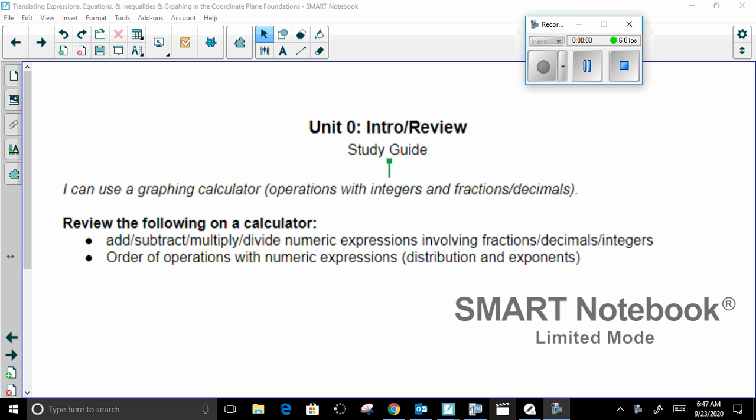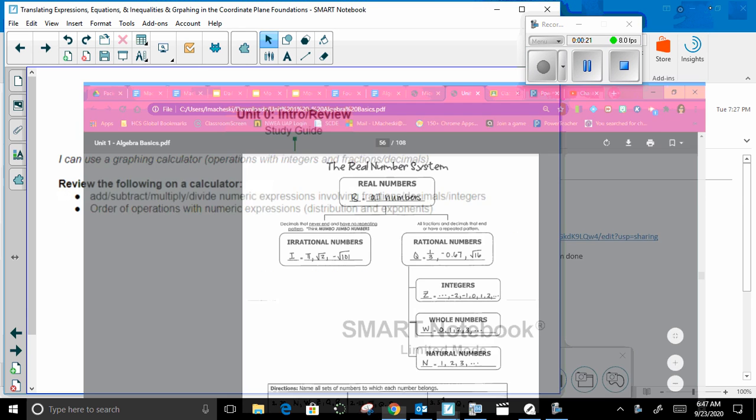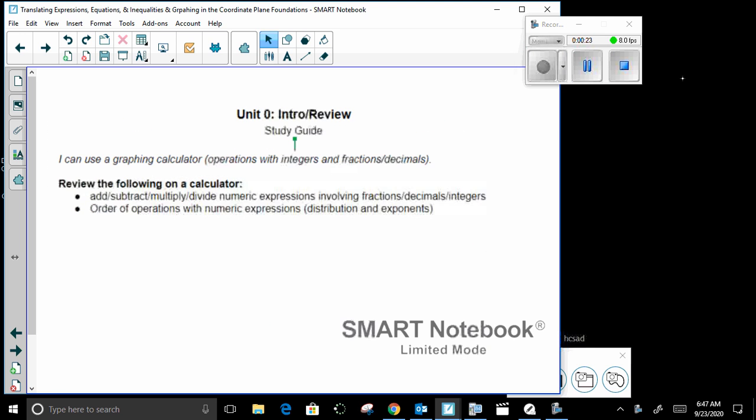Hey all, we are going to study to review for your test that is going to be Thursday on Unit 0, which is pretty much a lot of basic review stuff that we have done just to kind of get you started for algebra. So review the following on the calculator. Let's make sure we know how to do all this stuff on the calculator.